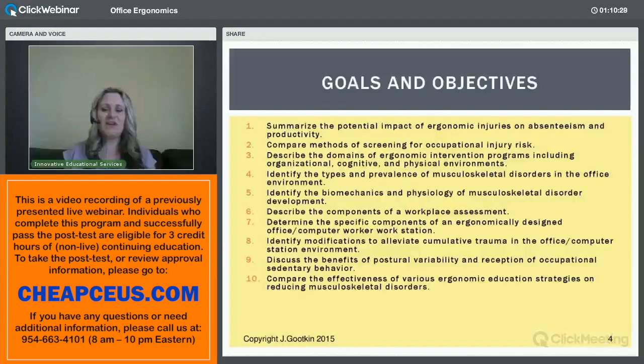Our objectives for today are aligned with our course intent, pretty straightforward, looking at defining ergonomics, assessing it, and then how to modify our work environment. And we'll talk a little bit about how we implement education programs also for our workers.